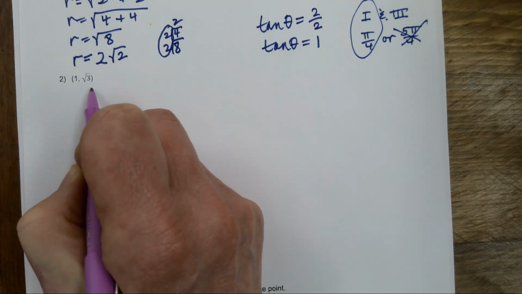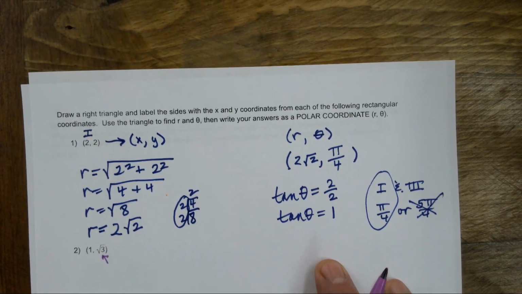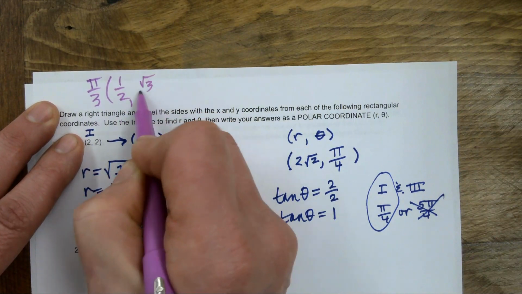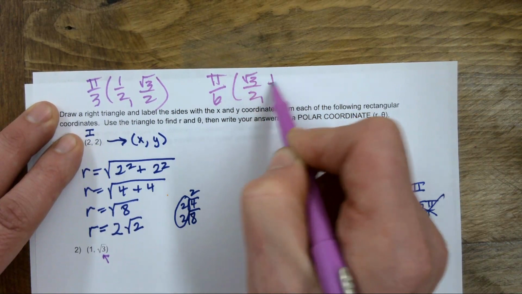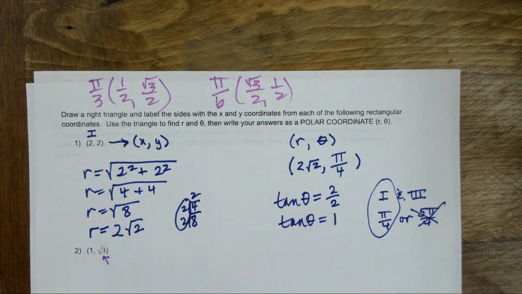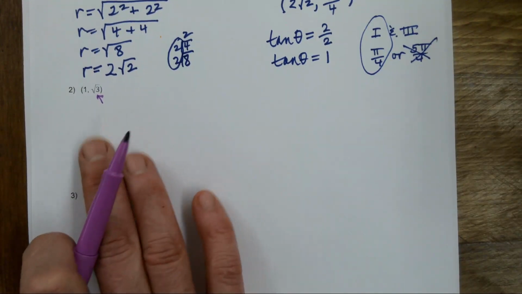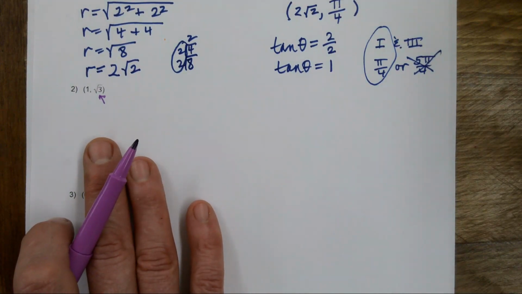This square root of 3 is in the y position. And if I back up to pi over 3, which is 1/2, square root of 3 over 2, and pi over 6, which is square root of 3 over 2, 1/2, which one has the square root of 3 in the y position? Pi over 6, yeah. So before I even start, I think about those things. This is a first quadrant, most likely pi over 6 angle.